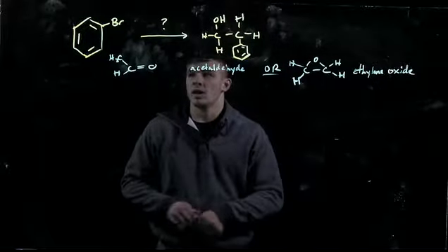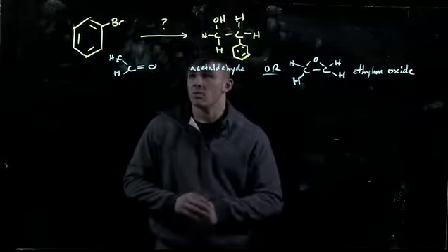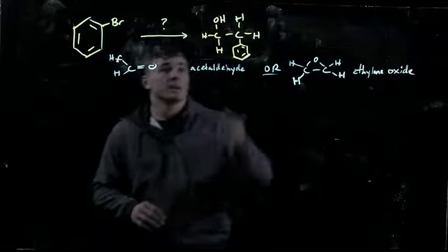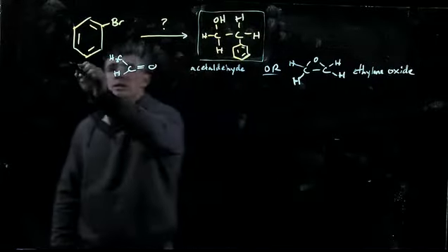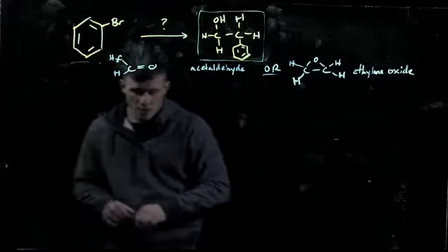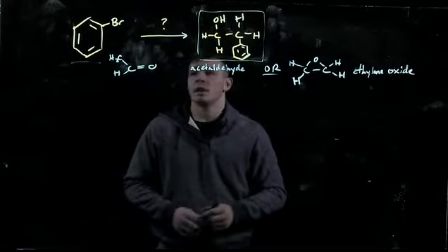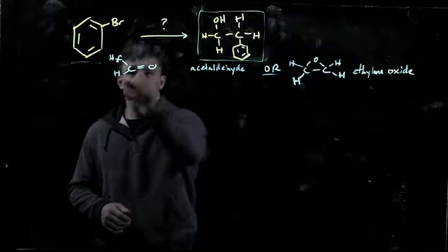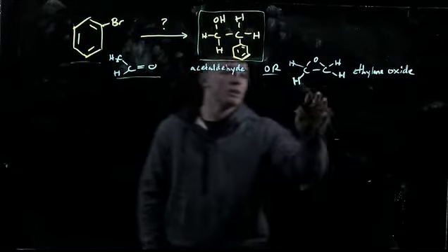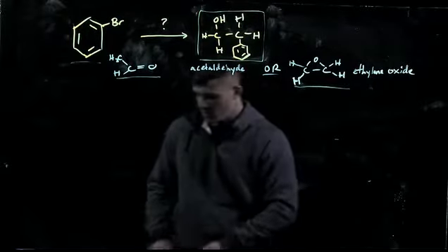We are going to be looking at a Grignard reaction in this video, and we want to synthesize 2-phenyl ethanol, which is drawn here, from bromobenzene, which is over here. And we want to decide whether or not we should react this Grignard reagent with acetaldehyde, which is drawn here, or ethylene oxide, which is drawn here.